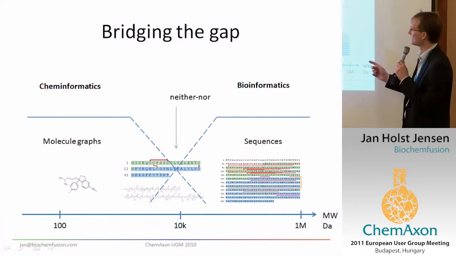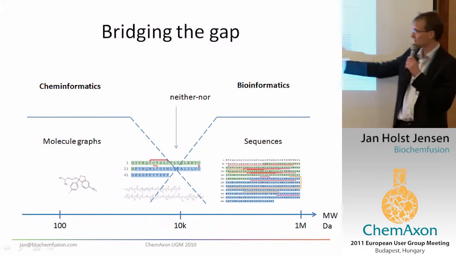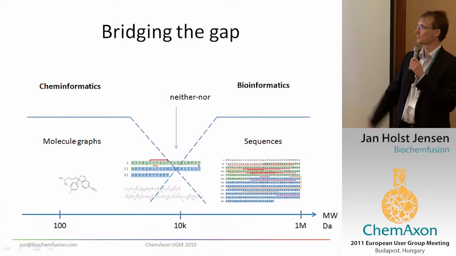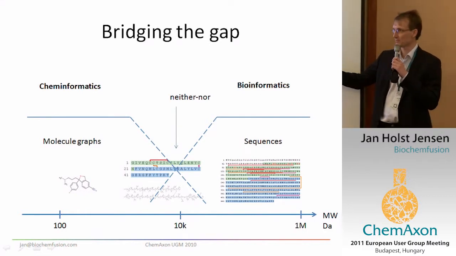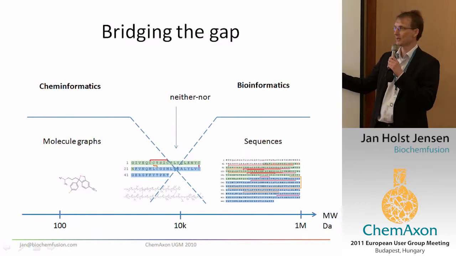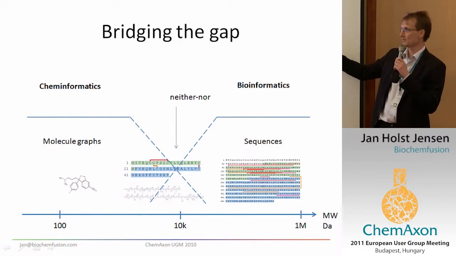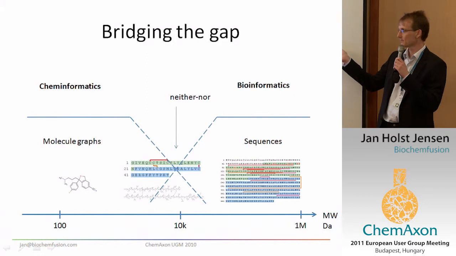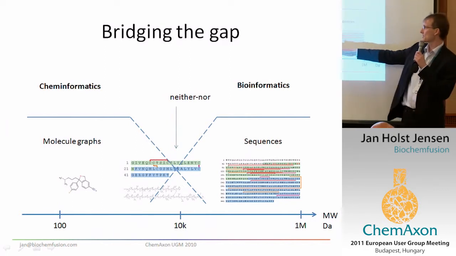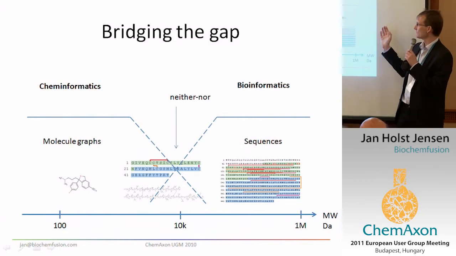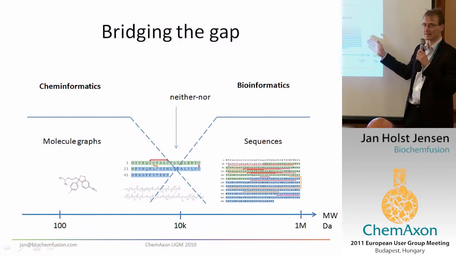The problem is that when you move from small molecules into the big molecules of proteins, you tend to make a shift from describing molecules as molecular graphs, collections of atoms and bonds, to another abstraction level where we're talking about sequences. You describe a molecule as a chain of fragments, describing the fragments with one-letter codes. The problem is cheminformatics tools are not so good at handling really large molecules, and bioinformatics tools are not really good at handling small molecules.